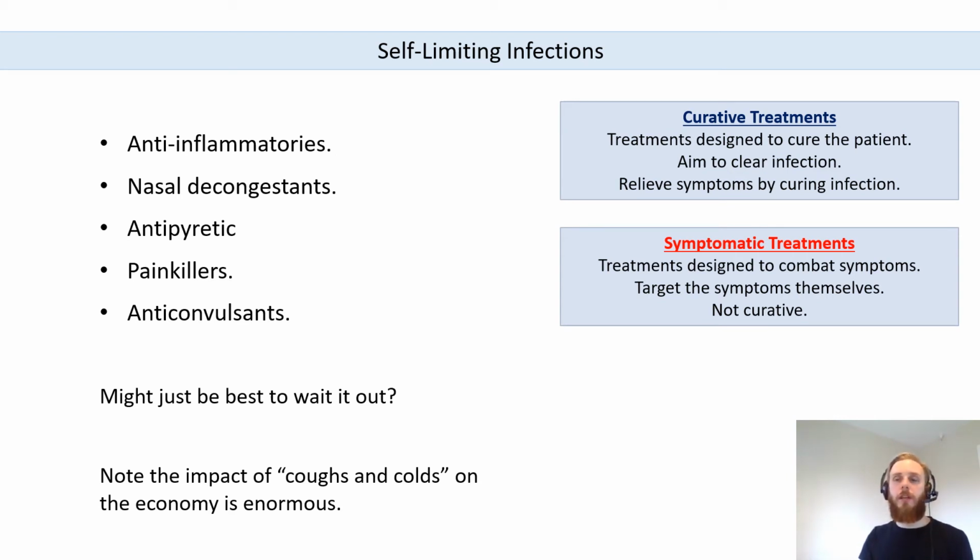for. So what we actually rely upon often when an individual has a viral infection, rather than curative treatments, so rather than antivirals that are actually targeting the viral infection, we rely upon symptomatic treatments. So just treatments that deal with the symptoms. So anti-inflammatories. Anti-inflammatories aren't actually treating the infection. They aren't targeting the viral replication cycle. They're just reducing inflammation associated with the infection. Nasal decongestants, they're just dealing with congestion. They're not actually dealing with the viral infection itself. Antipyretics, painkillers, anticonvulsants, these are all dealing with the symptoms rather than actually dealing with the infection directly.